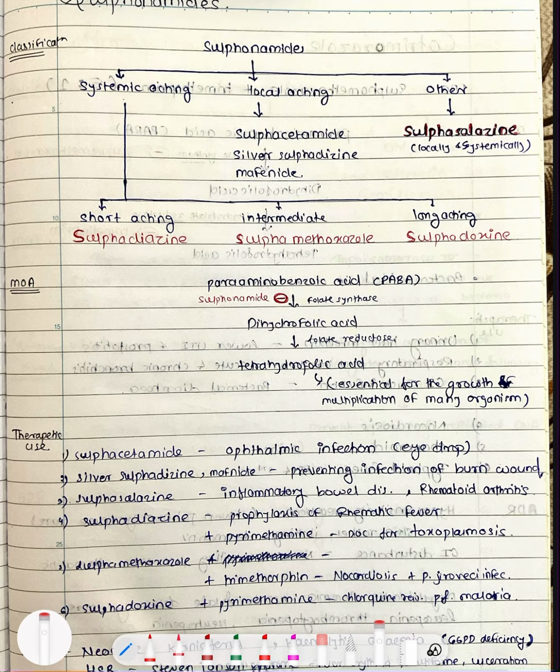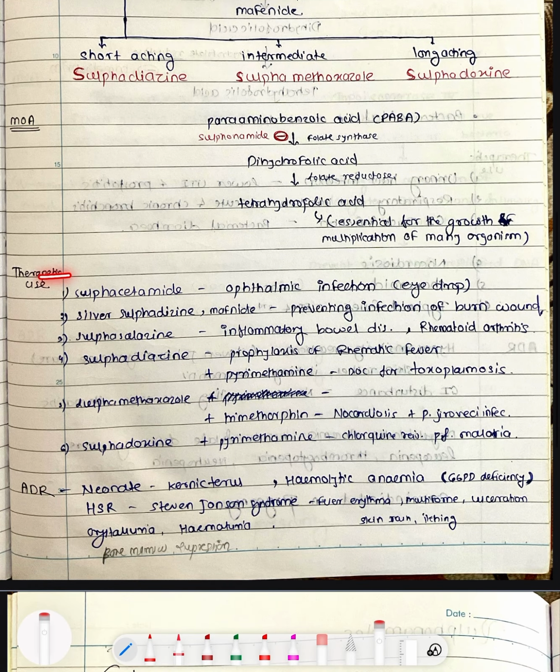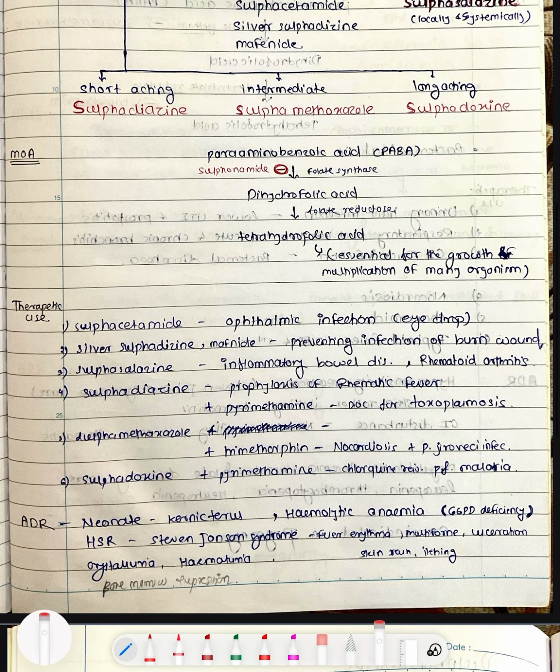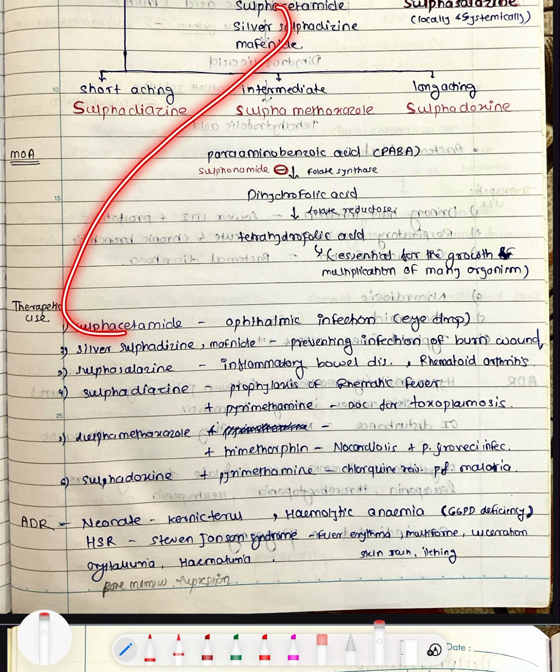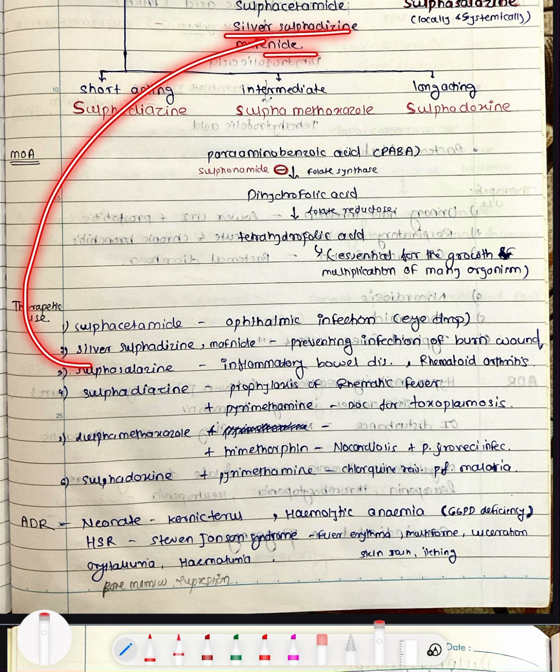Then the therapeutic uses of the sulfonamides: it is a very vast list, because every drug of the sulfonamide category is used for a different disease. Let's see. First of all, sulfacetamide, which is locally acting, is used for ophthalmic infection, as an eye drop. Then the second one, silver sulfadiazine and mafenide. These are also locally acting, and are used for preventing infection of burn wounds.